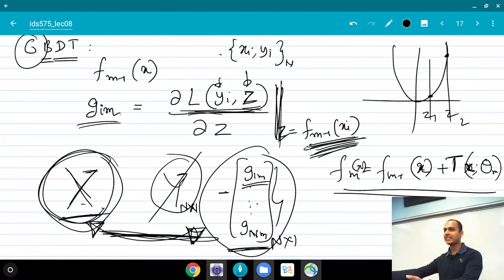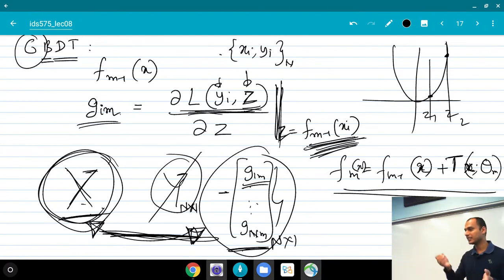First, understand what's happening. Adding a tree in the mth stage is essentially the same thing as predicting the negative gradients of the loss function with respect to its second argument, evaluated at f_{m-1}. So you already have f_{m-1}. It's performing at some level, and you say, okay, I'll take the negative gradient with respect to that in the n-dimensional space in this case, and that's going to give me a better model. That's the key part.